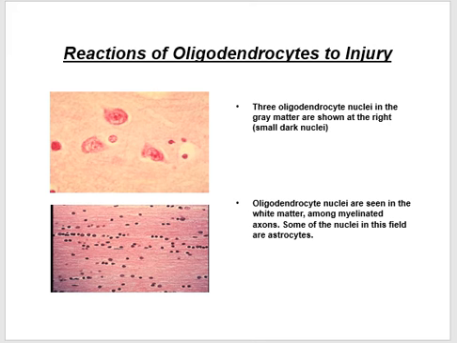The reactions of oligodendrocytes to injury: there may be three oligodendrocyte nuclei in the photomicrograph shown at the right, small dark nuclei. The oligodendrocyte nuclei are seen in the white matter among myelinated axons. Some of the nuclei in this field are astrocytes.